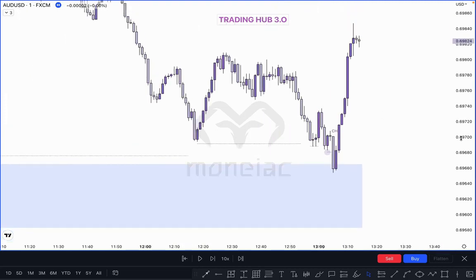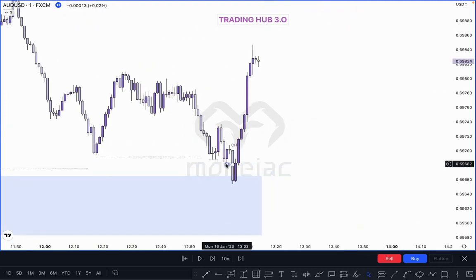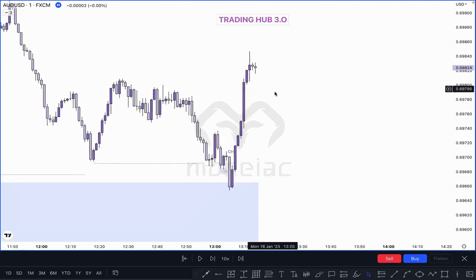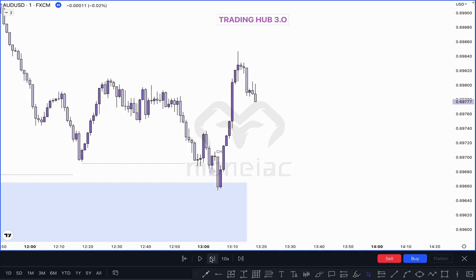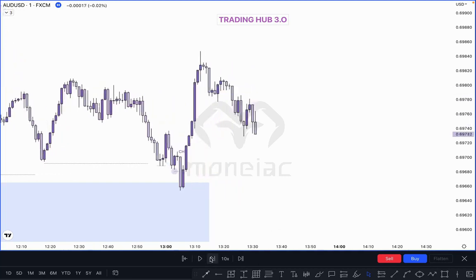You have to wait for the inducement to be taken out. If the same low sweeps this candle and closes above it, you can simply buy here without inducement. So you have to focus on following the inducement before you enter. Let's see what happened next and wait for the inducement to be created. Right now there is no inducement here.